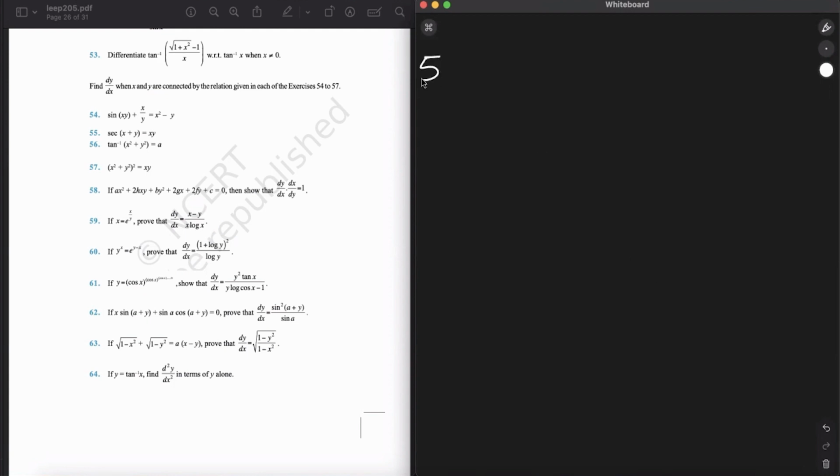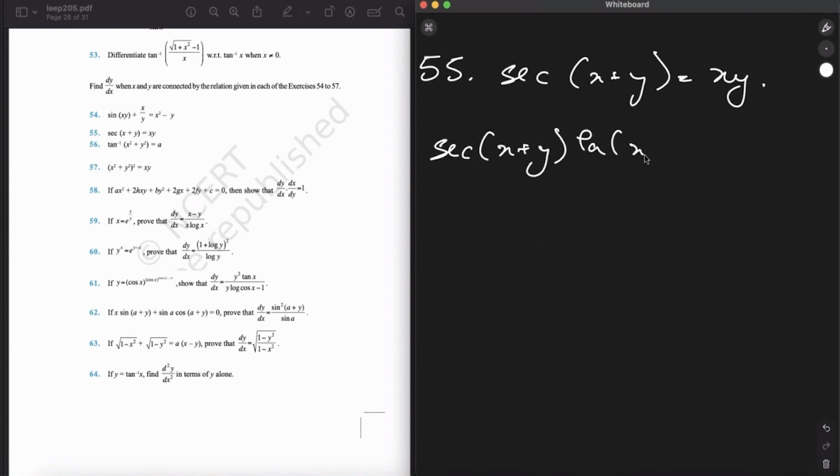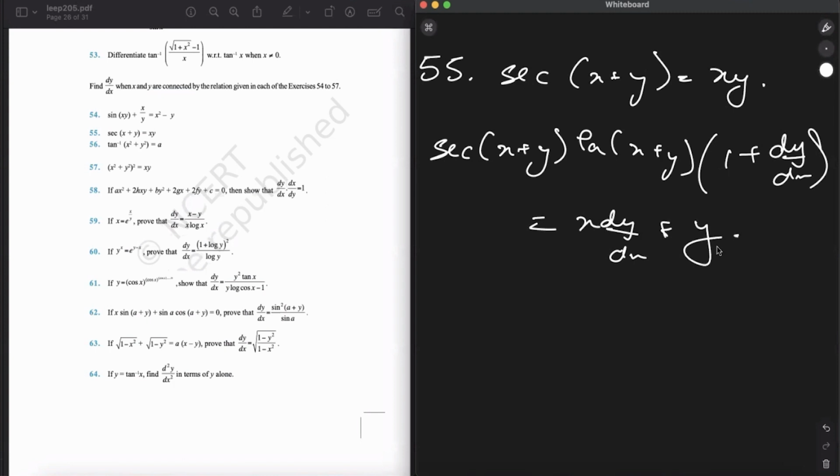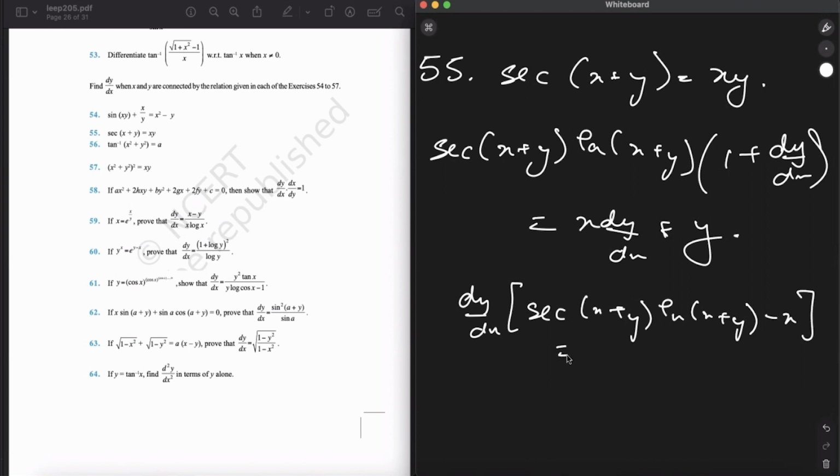So next question number 55. Sec x plus y is equals to xy. ठीक है, तो sec x plus y tan x plus y और 1 plus dy by dx, इतना पार्ट इज इक्वल्स टू x dy by dx प्लस y. ठीक है, dy by dx sec x plus y tan x plus y minus x, this is equals to y minus sec x plus y tan x plus y.